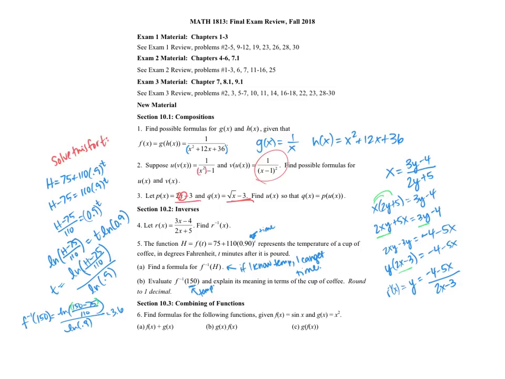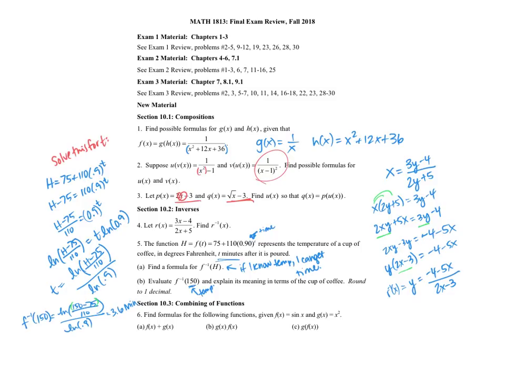Well, let's see. That's a time, and the time was measured in minutes. So 3.6 minutes. Okay, and so what that's telling me is that if the temperature of the coffee is 150 degrees Fahrenheit, that means the coffee, this particular cup of coffee, has been cooling for 3.6 minutes.